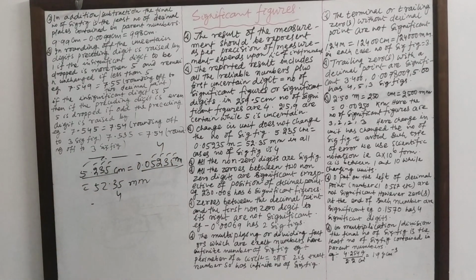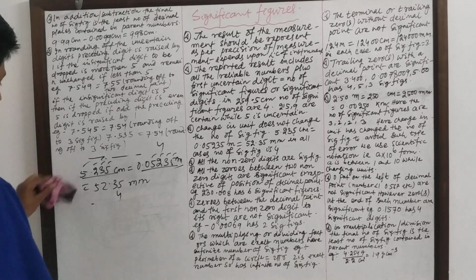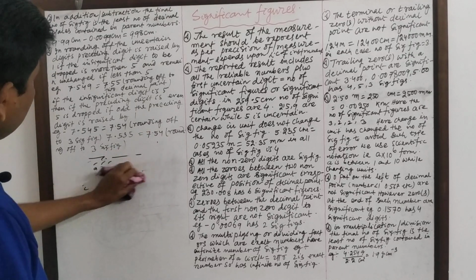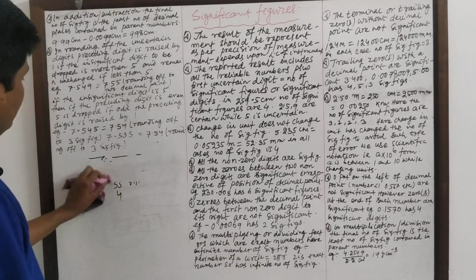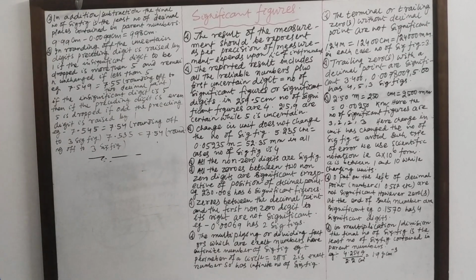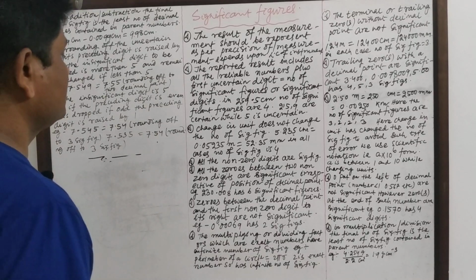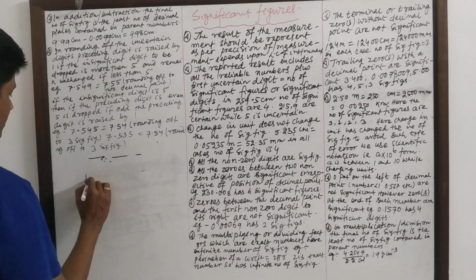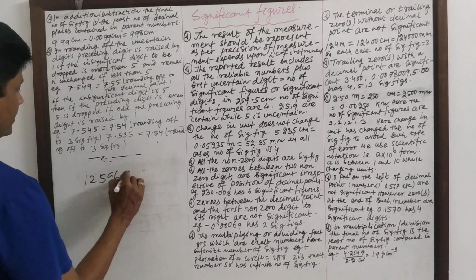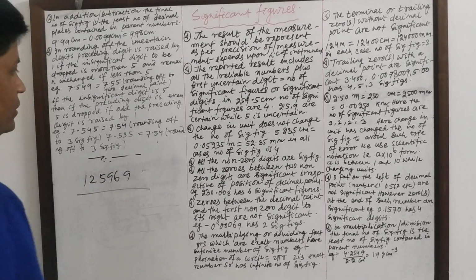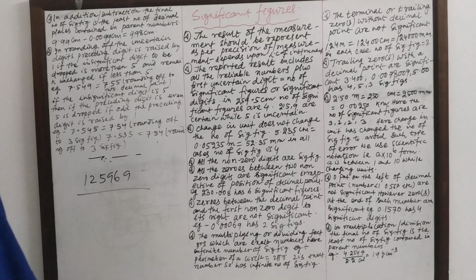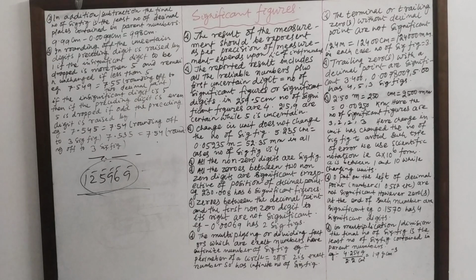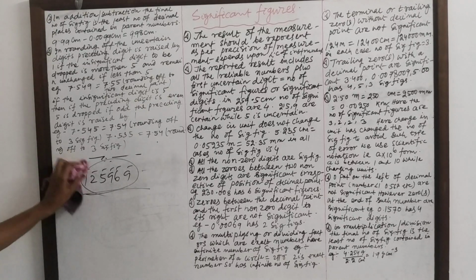Now we will read the rules. There are certain rules which we have to follow when we count the number of significant figures. All the non-zero digits are significant. In the measurement 125969, all the non-zero digits are significant. There is no insignificant figure here.